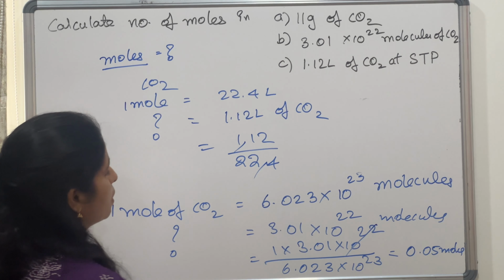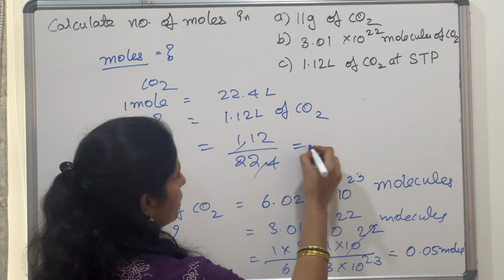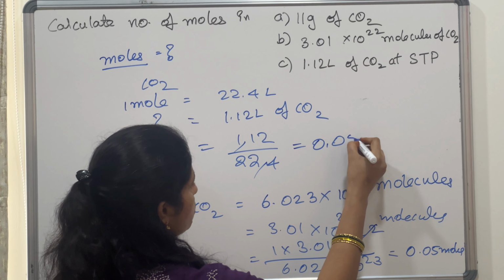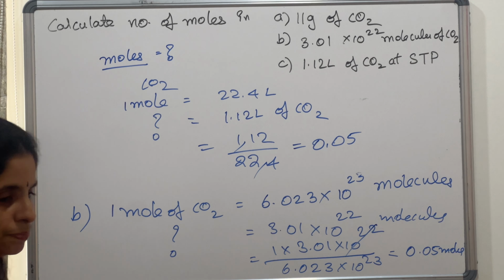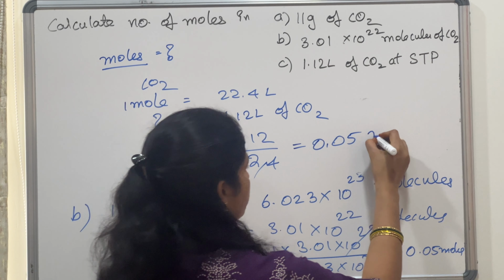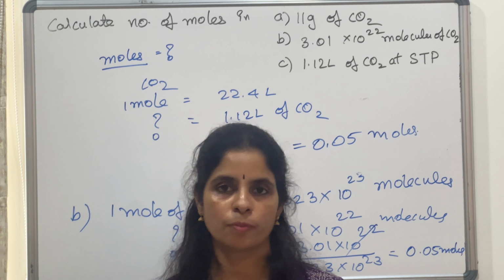If you cancel these decimals, you will be getting here also 0.05, 1 by 20, no? 0.05 moles. This is how you can solve any problem very easily. Okay, we'll continue this mole concept in the next video.